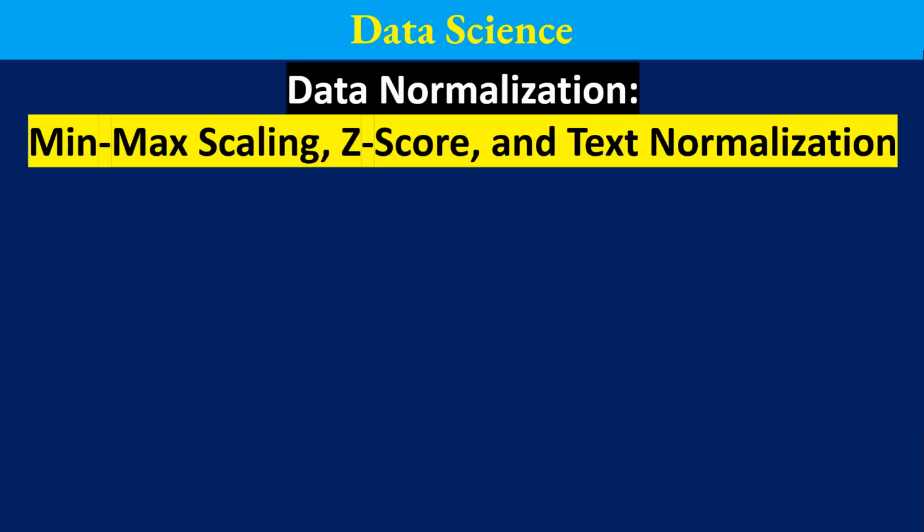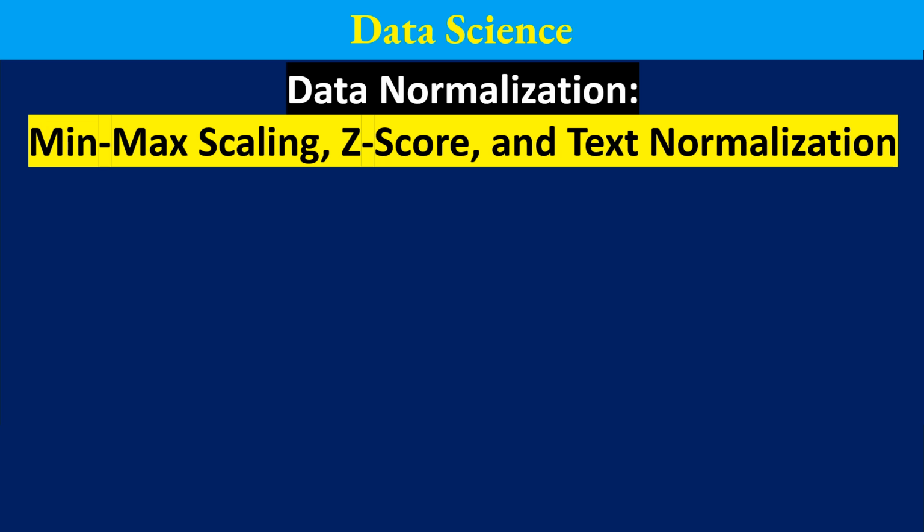Hi, in this session, we will explore data processing part 3, a crucial phase in preparing data for effective machine learning and analytics. Before we apply any model, it is essential to clean, standardize, and transform the data to ensure consistency and reliability. Today's focus will be on the key processing techniques: data normalization, min-max scaling, z-score, and text normalization.